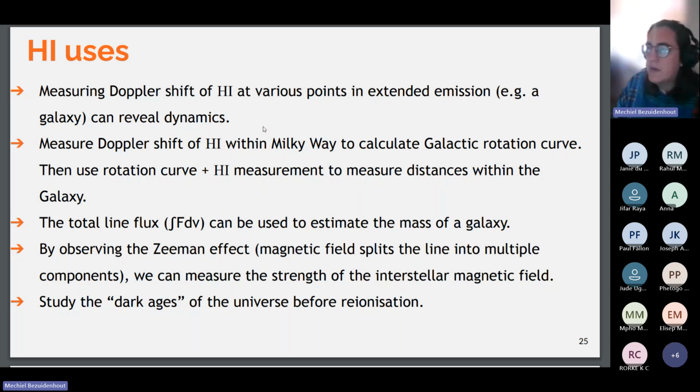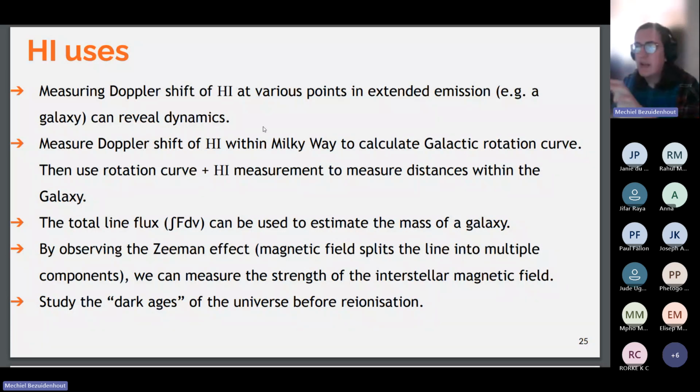One thing we can do is to measure the Doppler shift of the H1 at various points in an extended emission. So, for example, if you're looking at a galaxy, that galaxy is moving around. There's dynamics happening within the galaxy as it's moving, and those different velocities will impart a Doppler shift onto the H1 line. So if you have a part of the galaxy that's moving towards us, that will blue shift the H1 line. If there's a part of the galaxy that's moving away, it will red shift it.